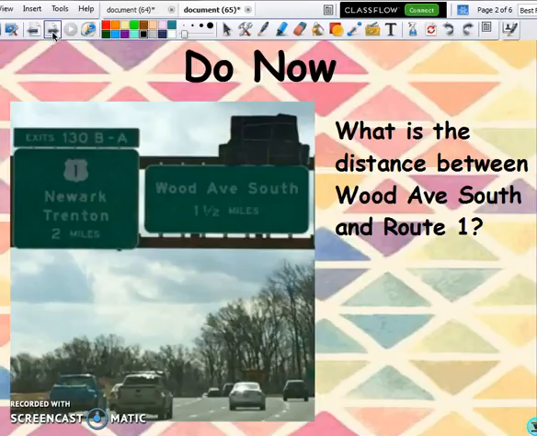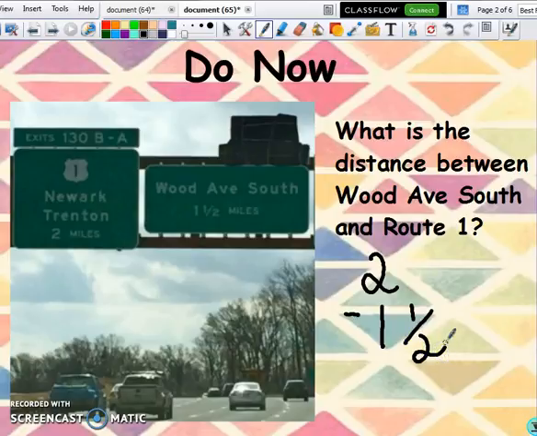So if we want to find the distance between them, we want to find the difference between how far away Wood Ave South is from Newark, or really Route 1. That's the exit. So if I'm standing here on this highway, I know that Wood Ave South is 1.5 miles away, and the Route 1 exit is 2 miles away. So I could see that the distance between them is going to be half a mile. But mathematically, we would have to subtract. And you would have to do 2 minus 1.5.